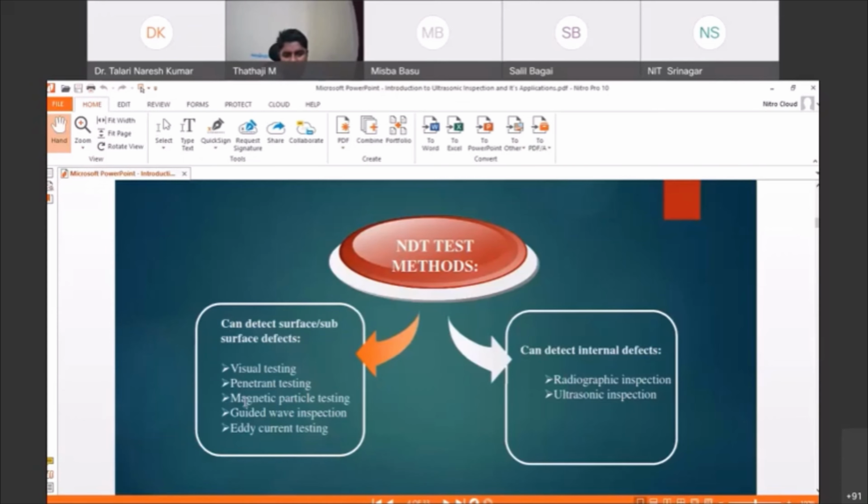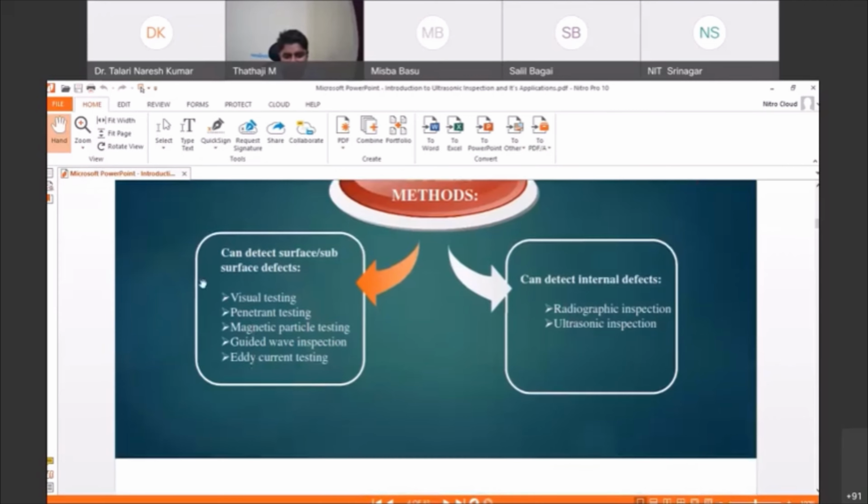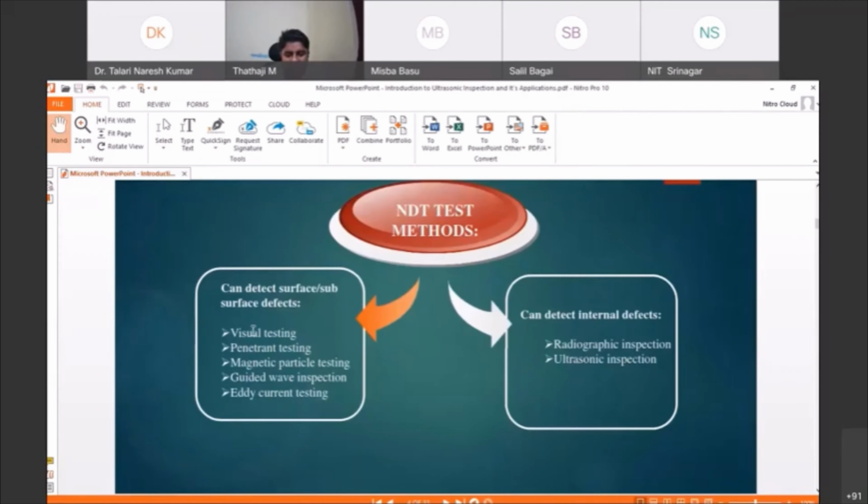We will see this clearly, and my talk today is basically on ultrasonic testing. Every inspection method has its own advantages and limitations, but ultrasonic testing has a high importance. Let's see one by one. These are the basic methods, and there are other methods too, as sir told, like thermography and acoustic emission, based on the applications.